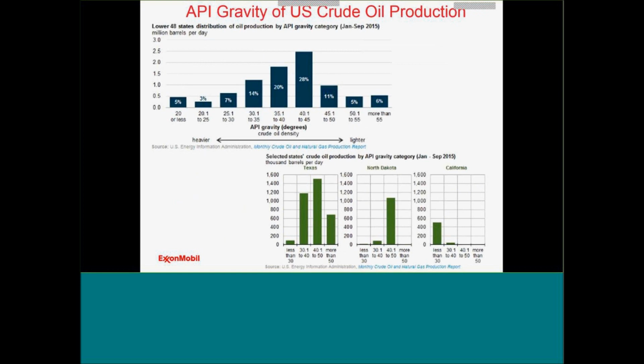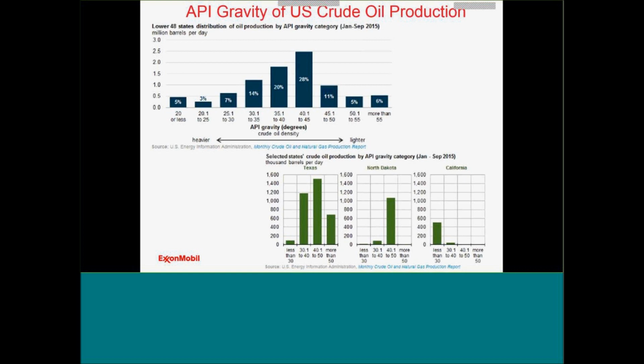You can see on the top figure on this next slide that the amount of oil recently being produced in the continental U.S., as plotted on the y-axis in units of millions of barrels per day, falls into API gravity bins that really reflect the higher quality lighter oils. However, there are regional differences, as shown in the figures on the bottom, in which we've got plotted oil production in different states as a function of the API gravity.